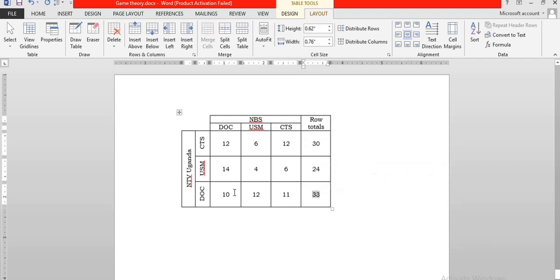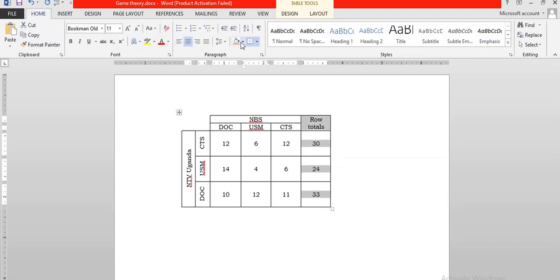Let's see if it is dominant over the other strategies. 10 and 14, 10 is small. 4 and 12, 12 is big. 6 and 11, 11 is big. So, 2 items are dominant, 1 is not. It can't work. Look at this other side. 12 and 10, 10 is small. 6 and 12, 12 is big. 12 and 11. So you can see it is not possible to have a dominant strategy on the side of the rows. So again, dominant strategy here is failing. So I'm shading this one red to show it has failed.